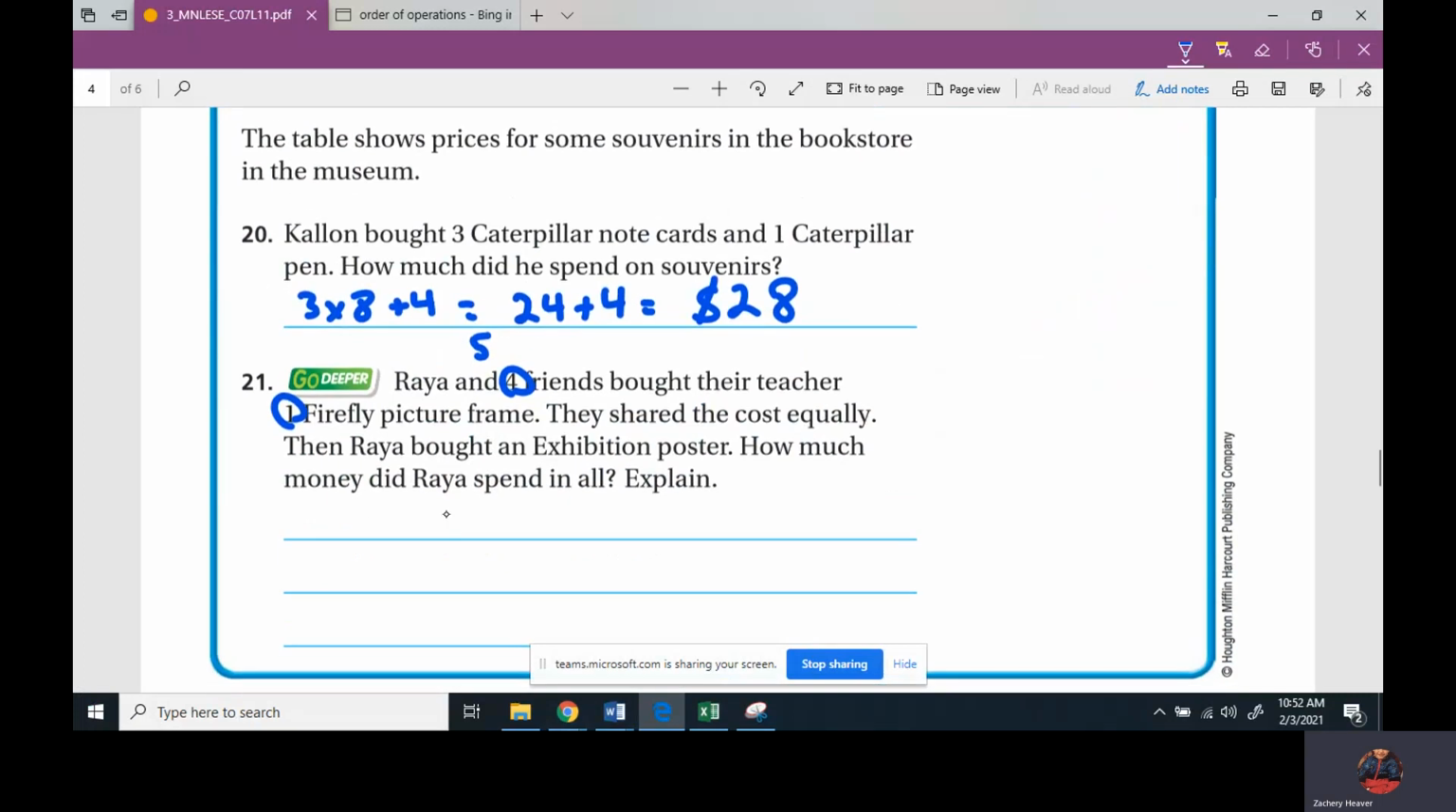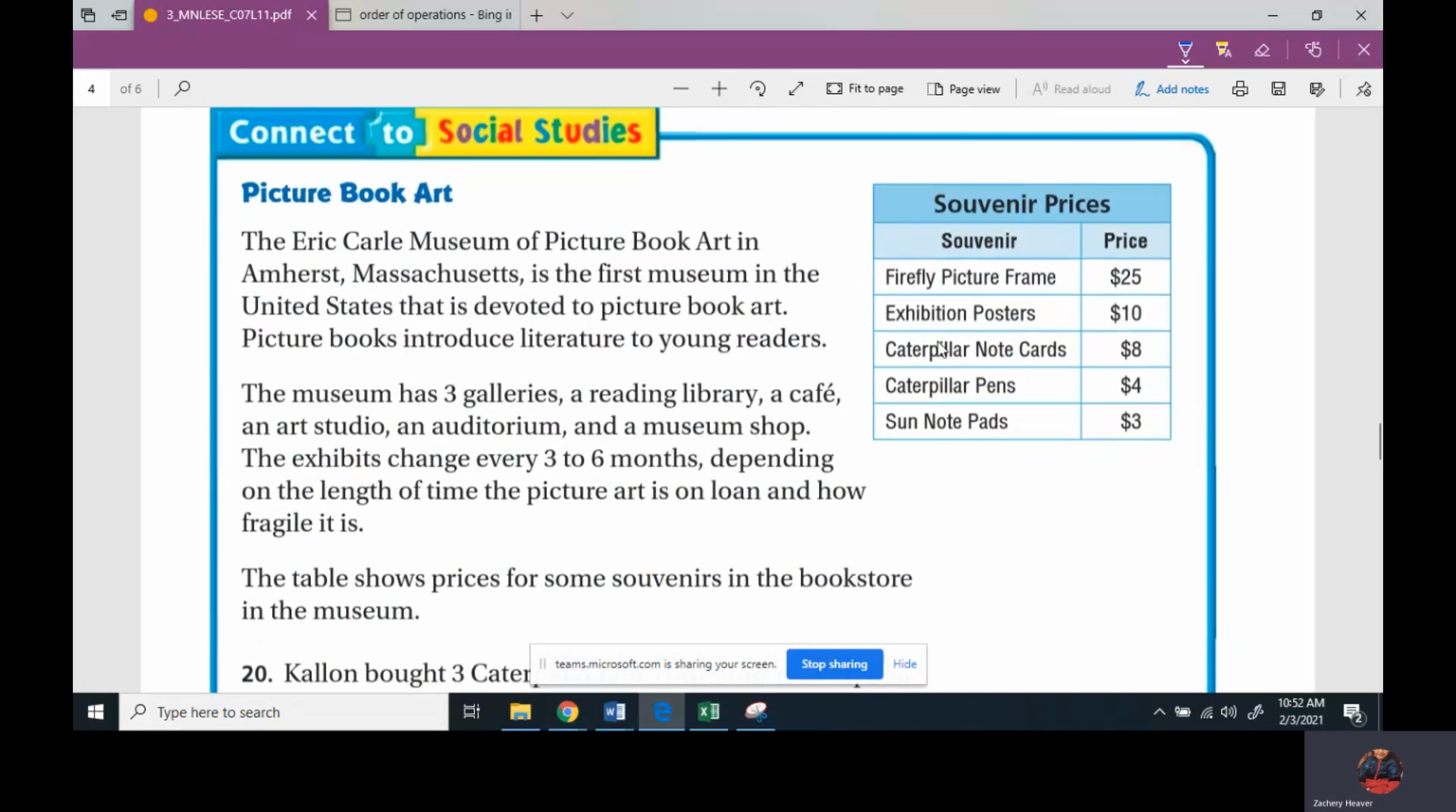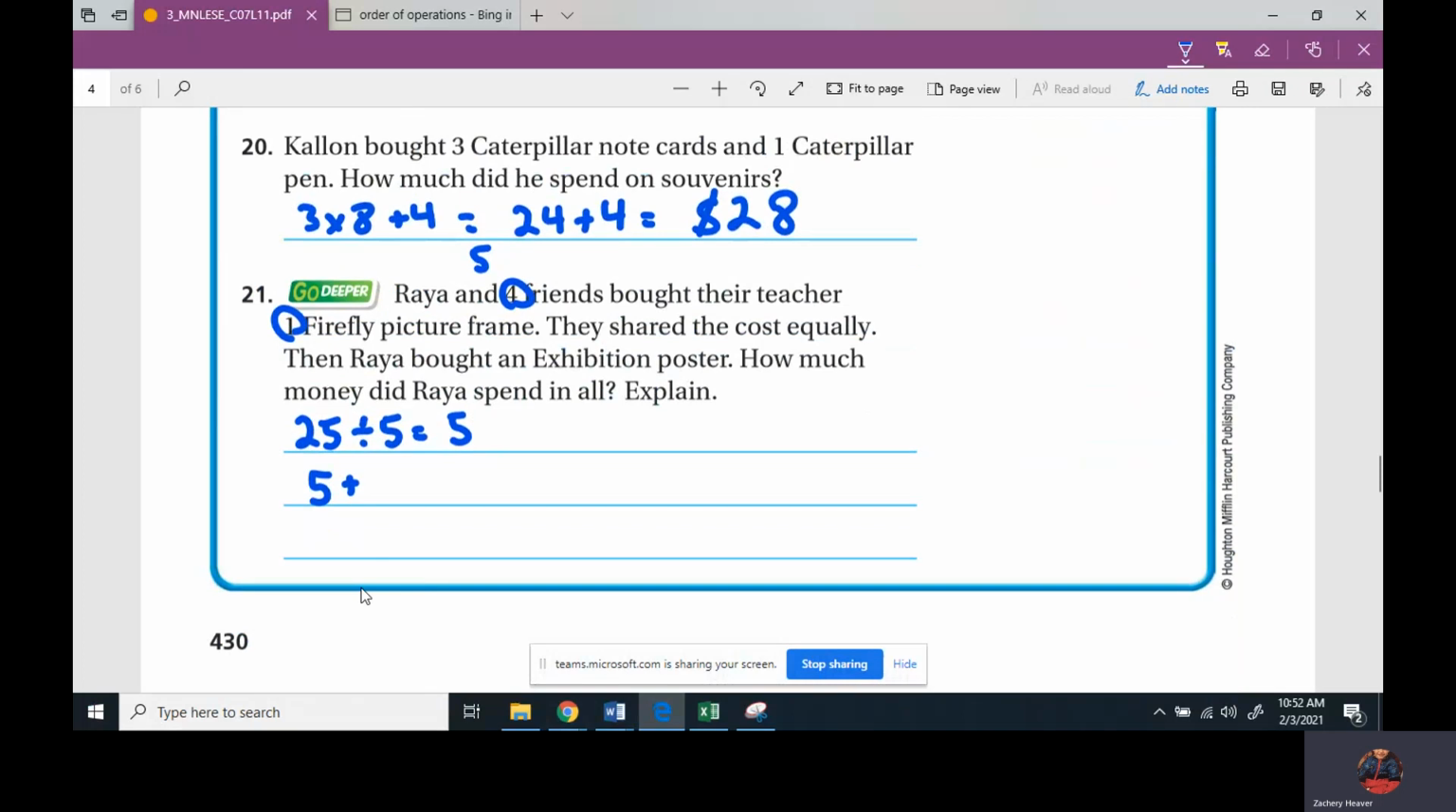So we have to divide because they split it equally. So $25, and they split it equally between 5 people. So each person spent 25 divided by 5 is $5 on it. So Raya spent $5. But she then went and bought an expedition poster. So an expedition poster cost $10. So she spent $5 on the Firefly picture frame and also $10 on the expedition poster. So 5 plus 10 is going to make $15. That's how much she spent in all.